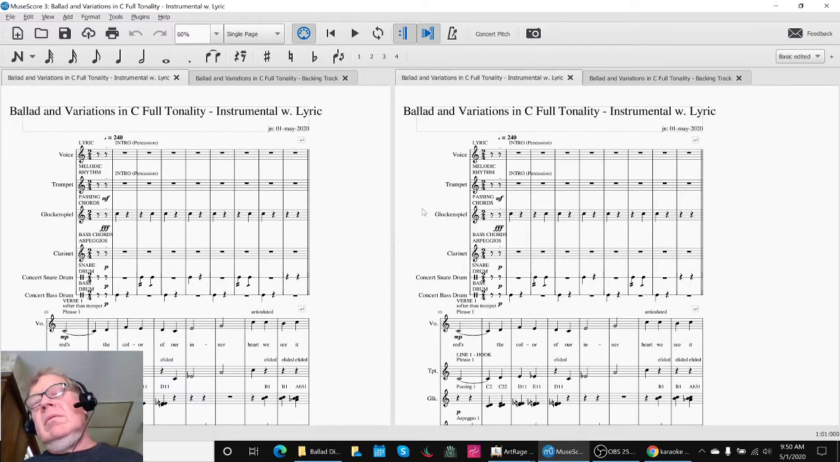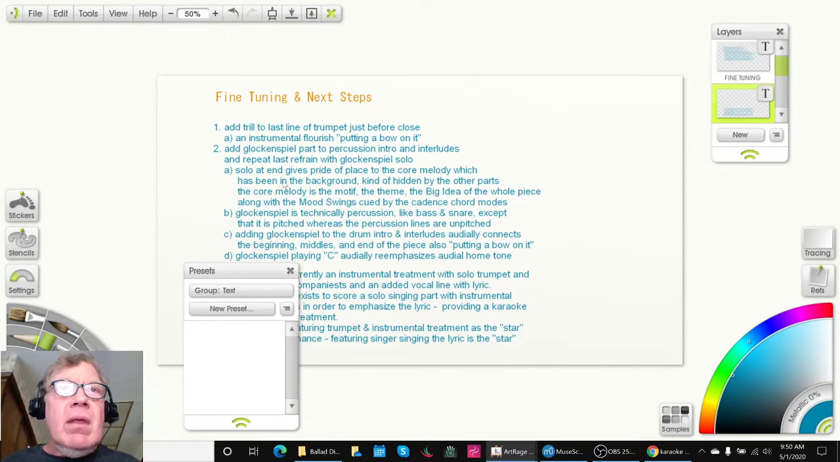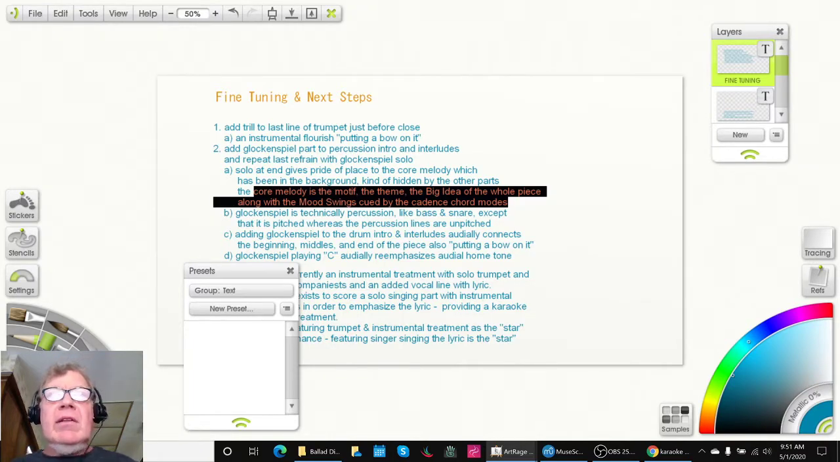And we did some fine tuning, and in particular the glock now has a beginning part, which is the C, and that reminds us at the intro, at the interludes, and at the ending, that there is a core melodic theme going on here. The core melody is the motif, the theme, the big idea of the whole piece, along with the mood swings that are signaled by the cadence chord changes. And that's what the top, middle, and bottom variations are doing.